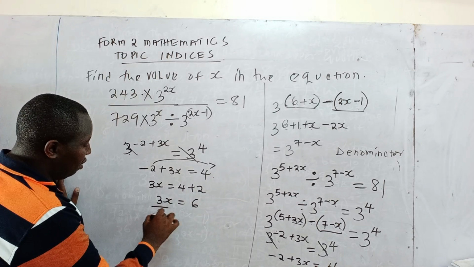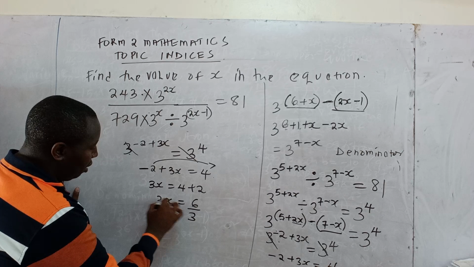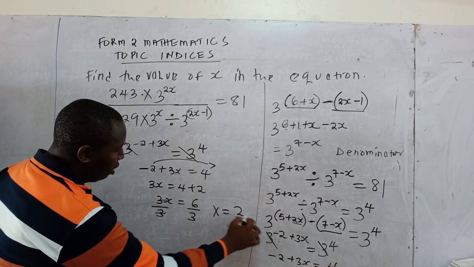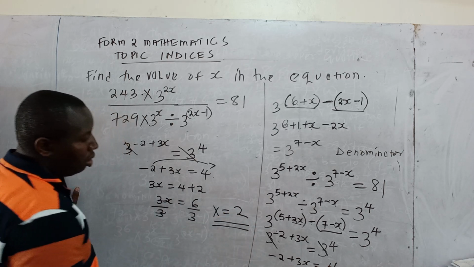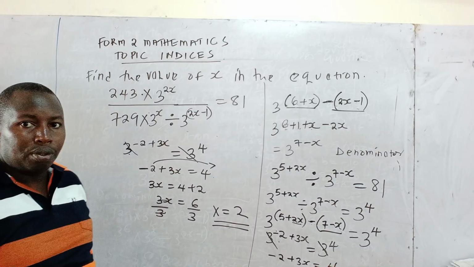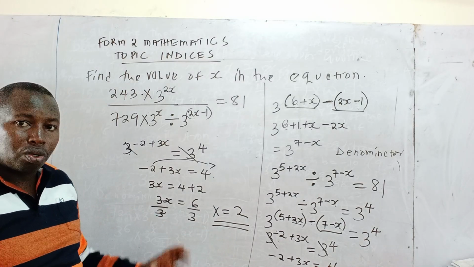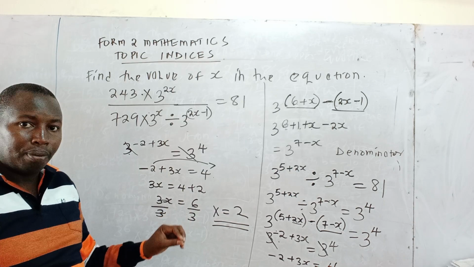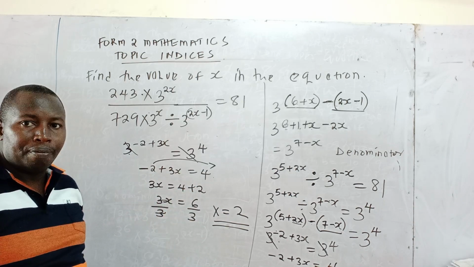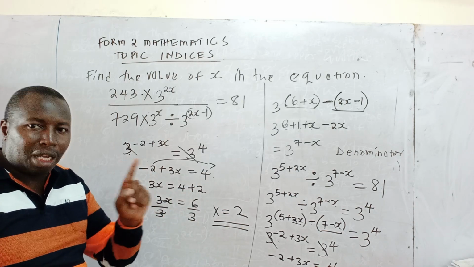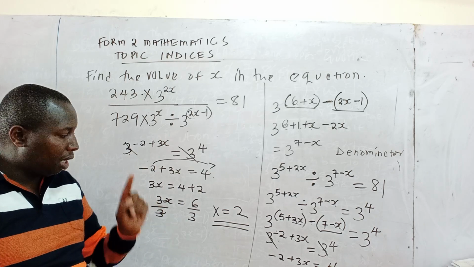For you to get the value of x, divide both sides by 3. And by 3, by 3. So our value of x is equals to 2. Our value of x is equals to 2. So that is how you solve that indices question up to the end, without leaving any step.